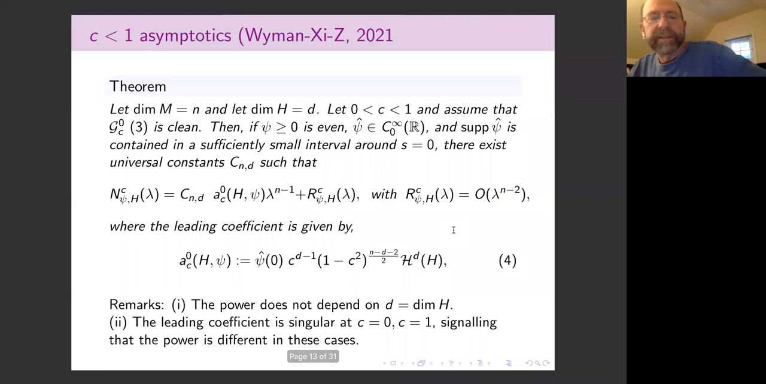So here's the first theorem. We can look at any Riemannian manifold, any submanifold of any dimension. The first result is when C is between 0 and 1. And I make an assumption I'm not even going to explain about the set of biangles when T is 0. Clean means that it forms a nice manifold. Here I'm going to make, however, a big assumption on the test function psi, namely that psi hat is supported in a small interval around 0. In fact, for C equals 1, biangles with S equals T equals 0 form an isolated point.